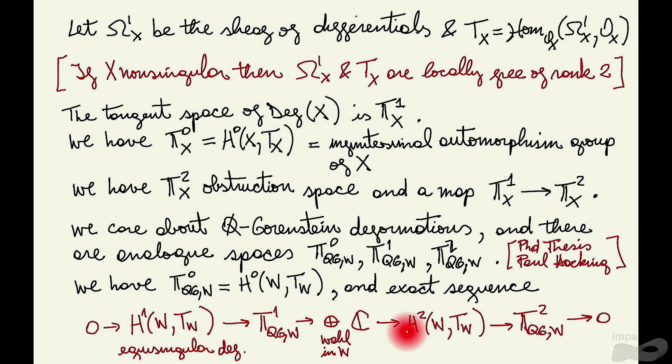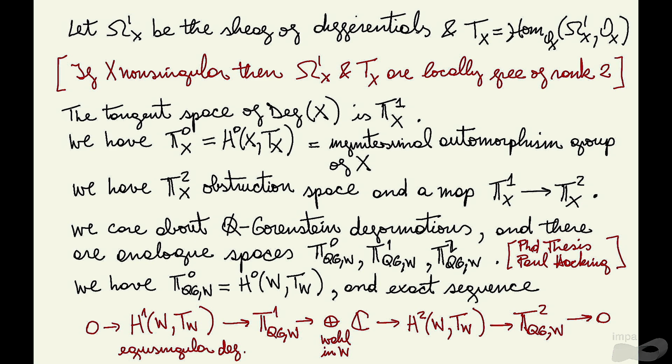And then we have this exact sequence, where here you have the T2, here you have the H2 and H1 of the TW. This is the tangent space, and this is a sum of C's over the Wahl singularities that you have in W. So here you have the tangent space.